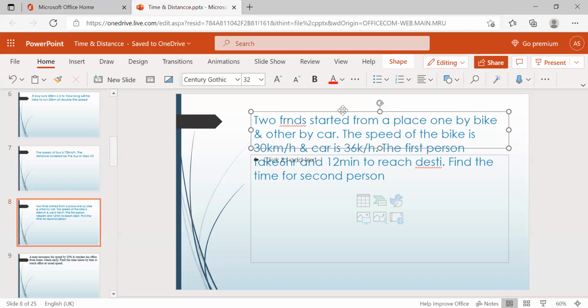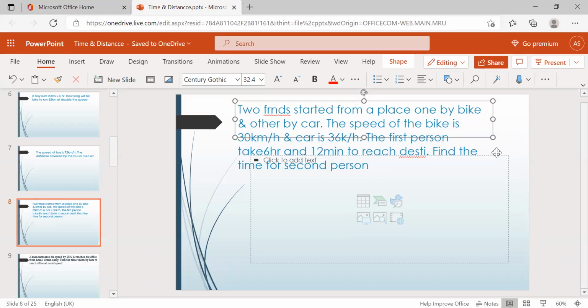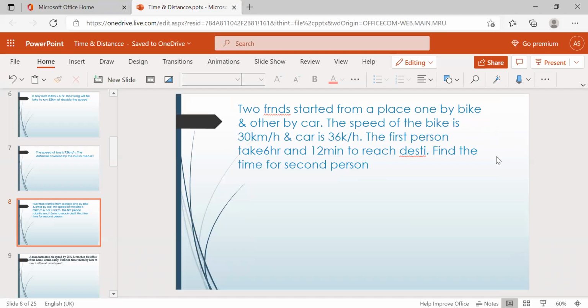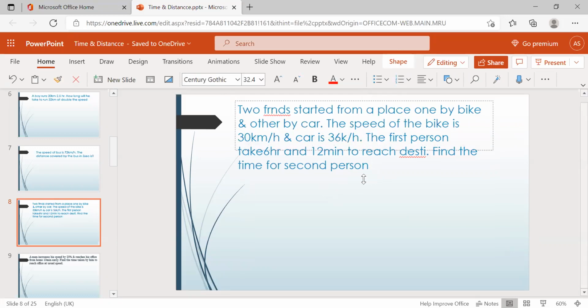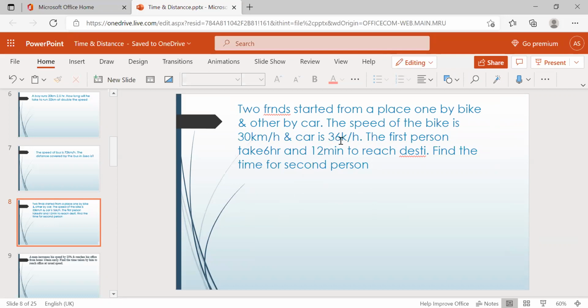Okay, see here, two friends started, one person is on a bike and another person on a car. The bike person's speed is 30 km/h and the car person's speed is 36 km/h. The first person, the bike person, takes 6 hours 12 minutes to reach the destination. Find the time for the second person. What's the time for the second person they're asking?